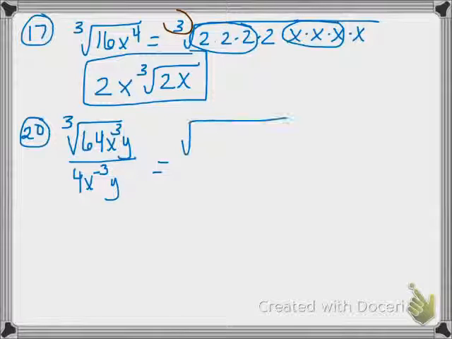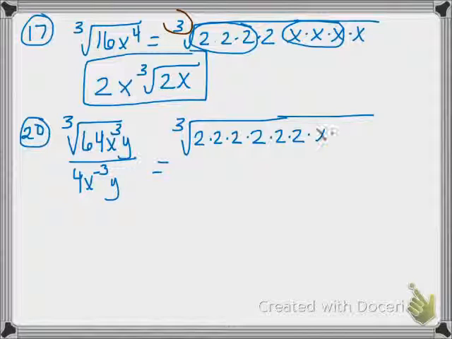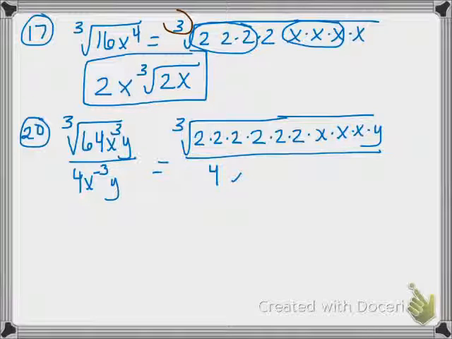It's the same thing. It's 64. It's a cube root. 2 times 2 is 4, times 2 is 8, times 2 is 16, times 2 is 32, times 2 is 64. X to the 3rd, x, x, x, and don't forget it has a y. That's you expanding the whole top. The bottom stays the same. We're not going to do anything to that right now.